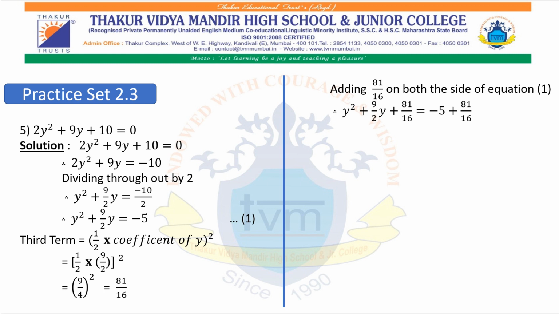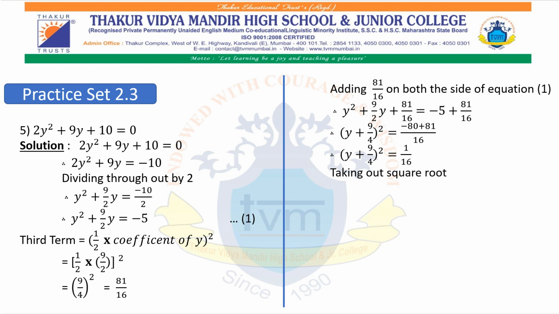Again see the left hand side, we got y square plus 9 upon 2y plus 81 upon 16, which is a whole square of y plus 9 upon 4. And on the right hand side, we got minus 5 plus 81 upon 16, where we will do cross multiplication and we will try to make its denominator same, which will be written as y plus 9 upon 4 the whole square equals to minus 80 plus 81 upon 16, which can further be written as y plus 9 upon 4 the whole square equals to 1 upon 16.